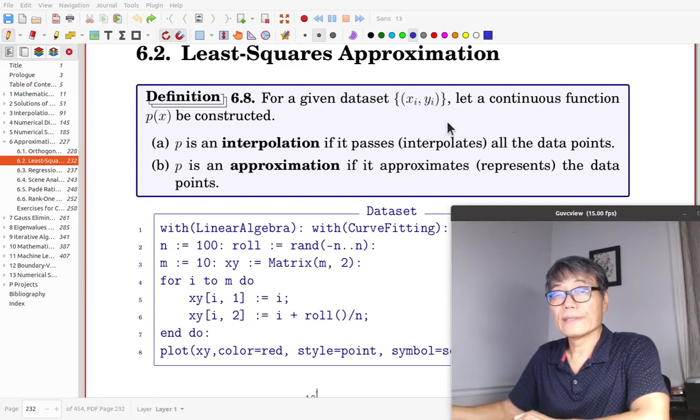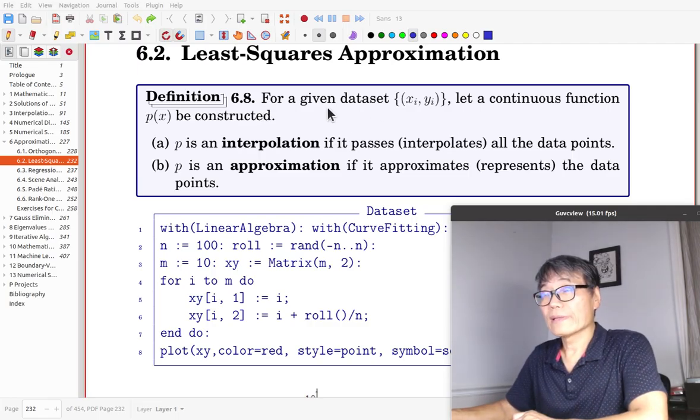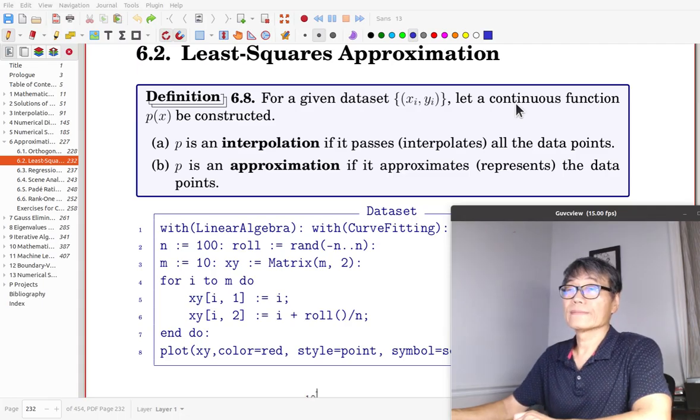In this section, we'll study the least squares method. The section begins with a definition. For a given data set, a collection of points, P of x is a continuous function.